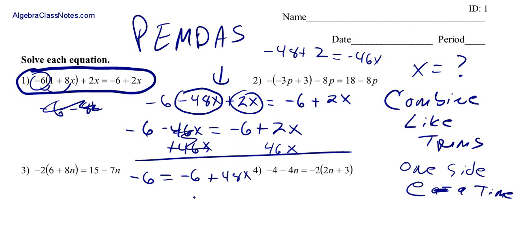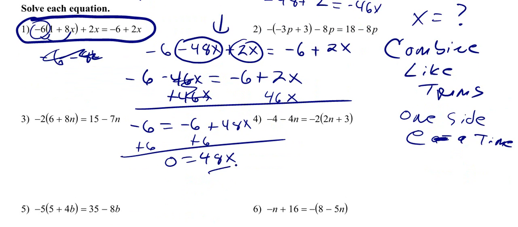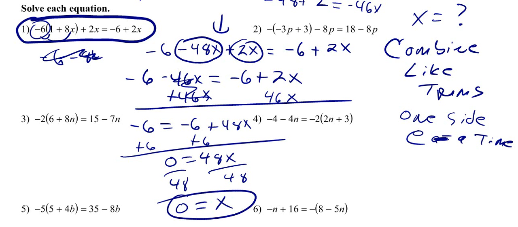And then I'm going to move this 6 to the other side. -6 plus 6 is just 0. So I got a 48x, minus 6 plus 6 is 0. These are opposites, right? When you add opposites, you get 0. Divide both sides by 48. 0 divided by 48, 0. So we know x is equal to 0.